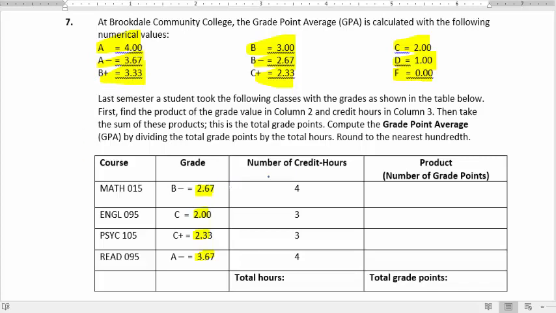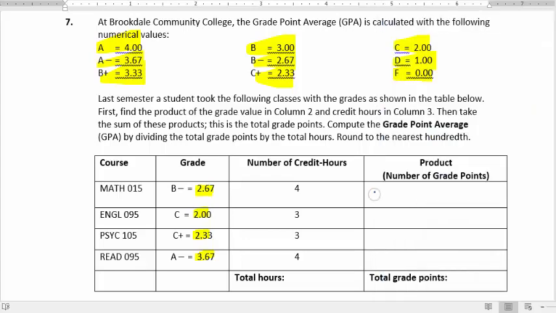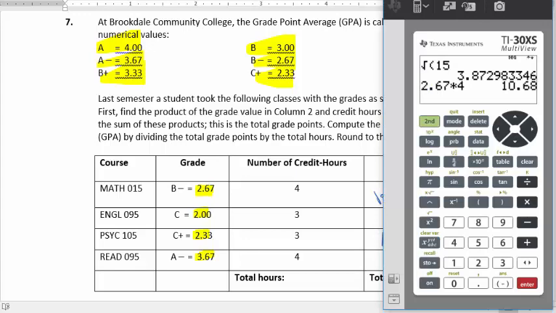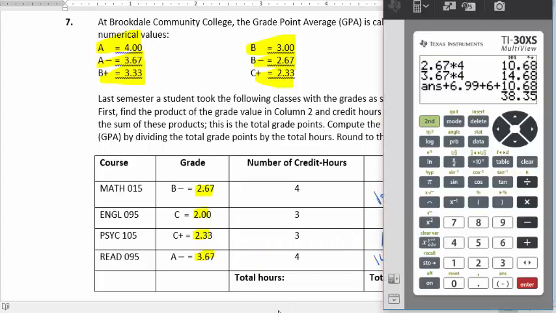So what you do in this is you multiply as you go across. Here you do 2.67 times 4, and that's going to give you 10.68. Then you do 2 times 3, that's just 6. Then you do 2.33 times 3, that's going to be 6.99. And then you do 3.67 times 4, that's going to give you 14.68. So these are all your grade points. For the one class, you get 10.68 grade points. For this class, you get 6 grade points, and so on. You add up all these grade points, you get 38.35.